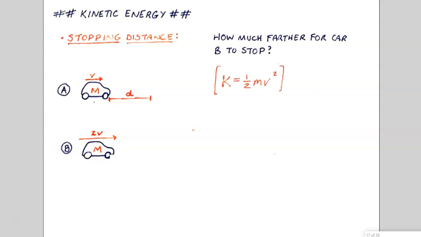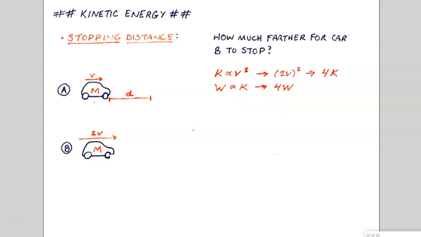So first, let's figure out how much more kinetic energy car B has. It has the same mass, but twice the speed. And since kinetic energy is proportional to the speed squared, twice the speed results in 4 times the kinetic energy. So if car B has 4 times as much kinetic energy, how much work is going to be required to stop it? Work is equal to the change in kinetic energy. We're going from some value, which is 4 times as much as A, to 0.